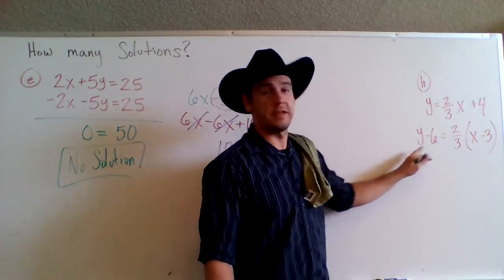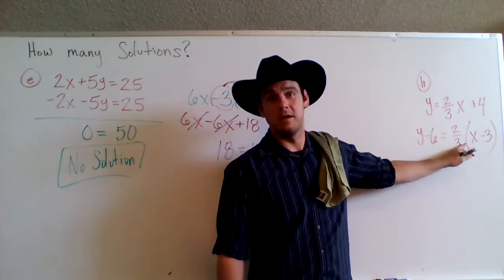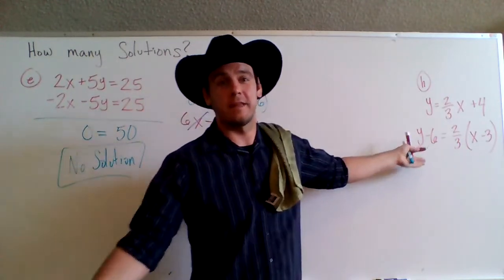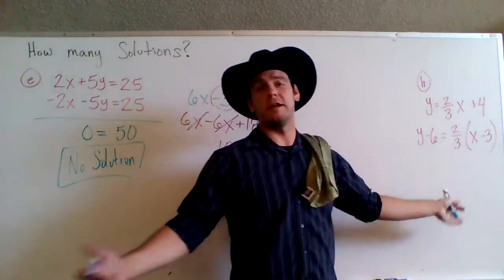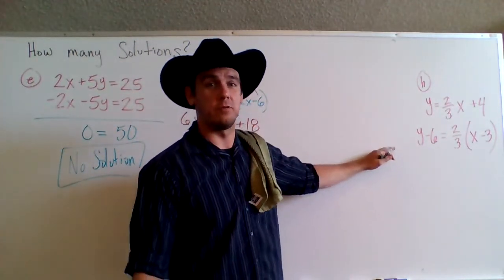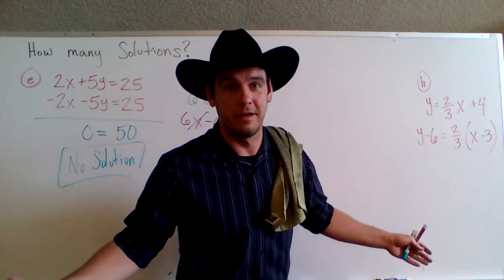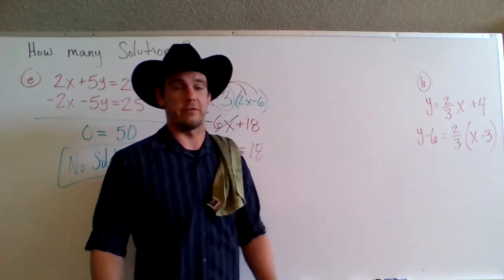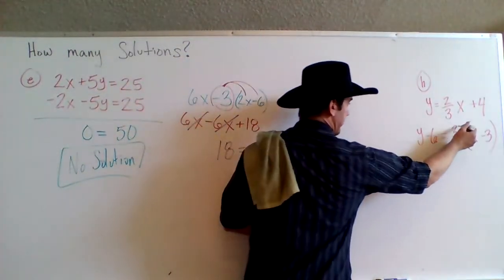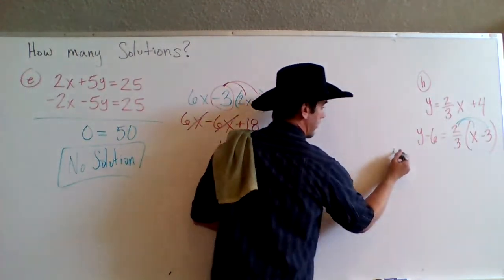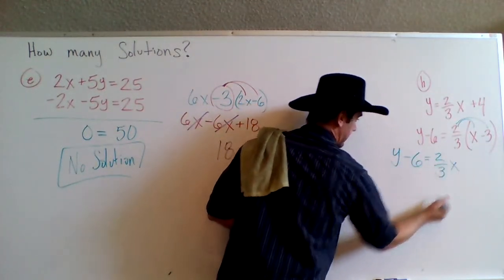If I solve all this and I end up with y equals 2 over 3x plus a different number or minus a different number, those would be parallel lines. Parallel lines never intersect, so then it would be no solution. If I get literally anything else, it's going to be one solution because it's linear. So the first thing I'm going to do is distribute my 2 over 3. So I've got y minus 6 equals 2 over 3 times x.